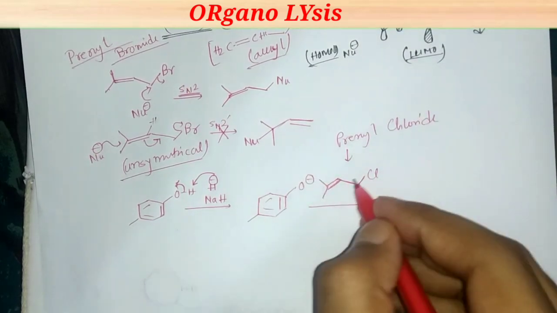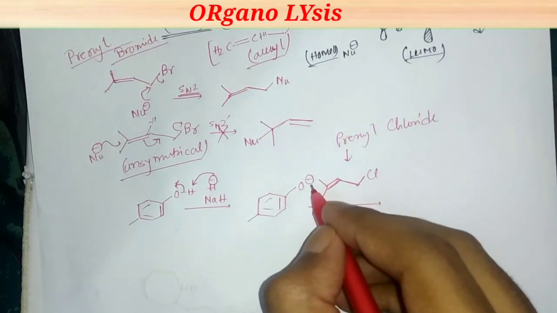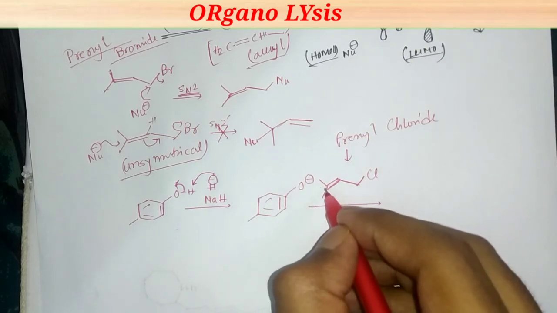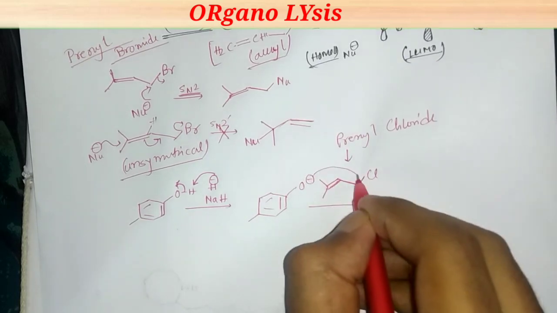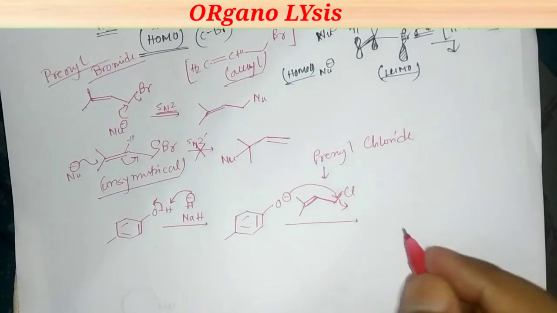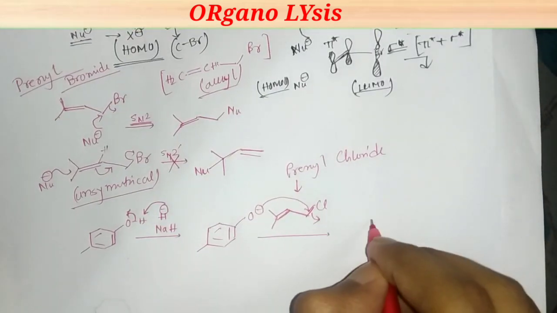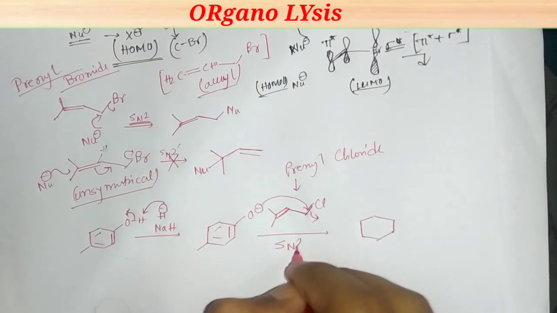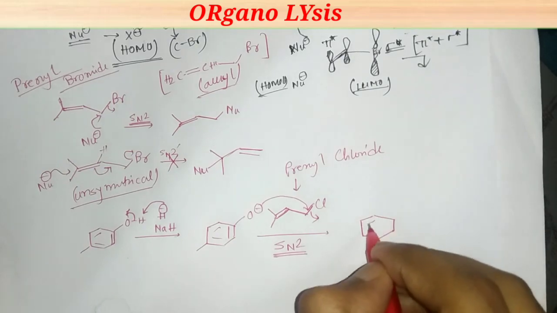So this is your unsymmetrical, and this is your bulky. This side is not hindered, so the negative charge will not attack this center directly, it will directly attack this center, and this Cl will leave from the system. So ultimately, what you get after this reaction is your Sn2 reaction, not your Sn2 prime. Keep that in mind.